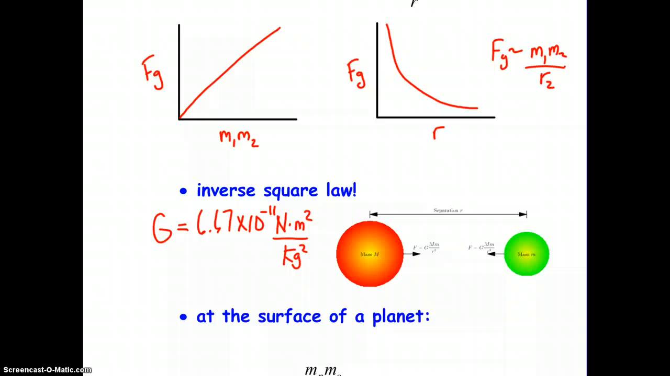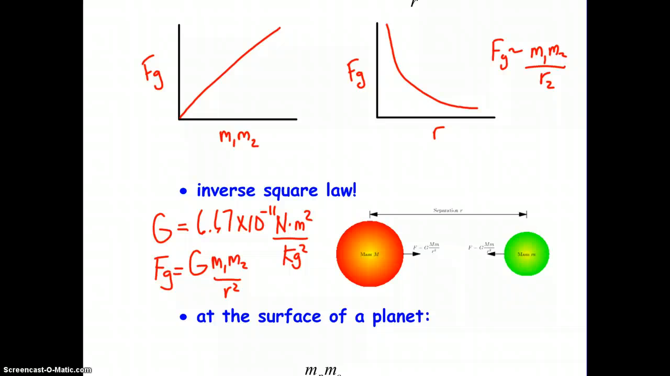And as a result, his overall equation, now we can set Fg equal to M1 M2 over r squared by multiplying M1 M2 over r squared by its proportionality constant, which is big G.